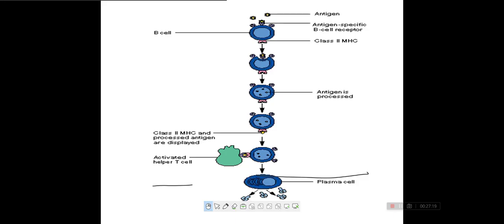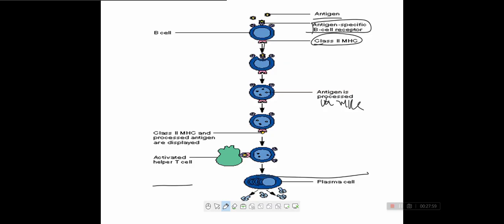Now, this is the mechanism of the humoral immune system. These are the antigens, right? This is the antigen-specific B cell receptor. The antigen-specific B cell receptor and class 2 MHC will be activated, right? They recognize by the class 2 MHC. This antigen is processed via MHC, right?